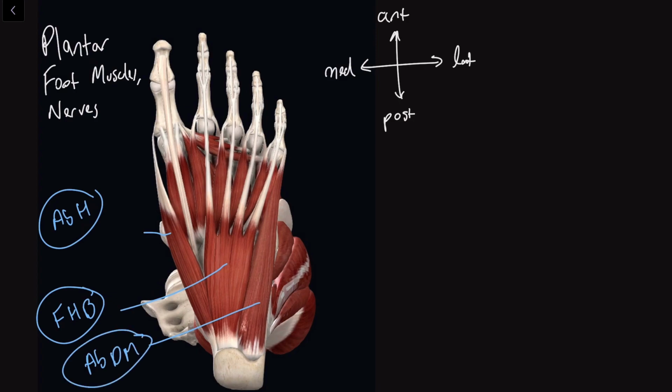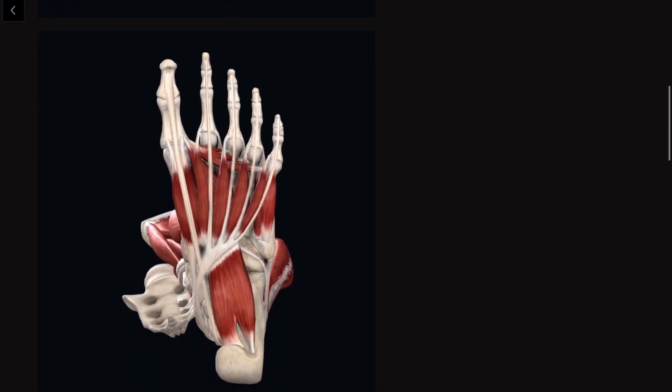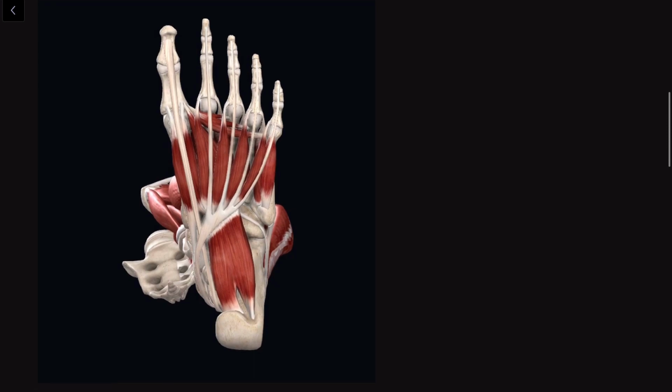The reason why it's called that is because it's abducting, it's pulling the little toe away from the rest of the body. Same can be said of Abductor Hallucis. Hallucis is referring to the great toe. So that's the most superficial layer that we're looking at. Now we're going to go a little bit deeper. I'm going to take away those muscles. And now what we're looking at is the following.